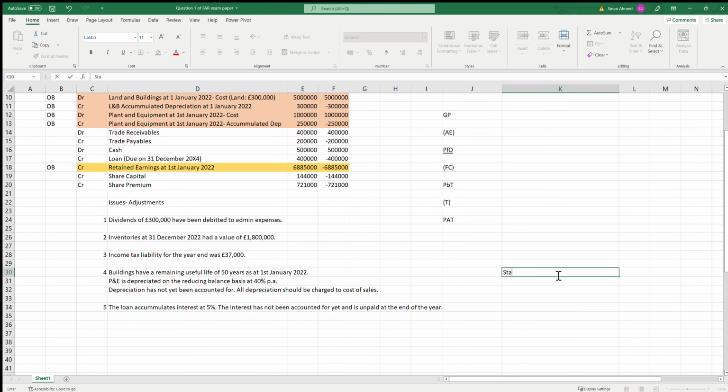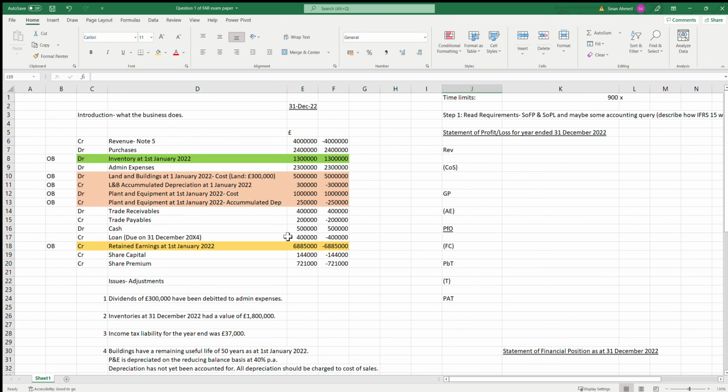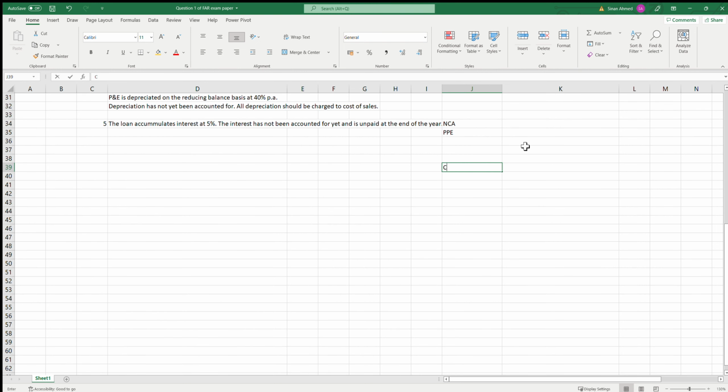I'm going to put SOFP, statement of financial position as at 31st December 2022. Okay, so learn these pro formas actually, otherwise you might struggle. So NCA, I'm going to have PPE. Now I'm probably going to leave some space because I don't see any other non-current assets, but there might be some that spring up. CA is going to be inventory, trade receivables, cash, just to name a few. Leave some space because there might be some that come up.